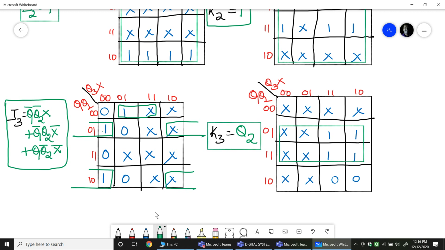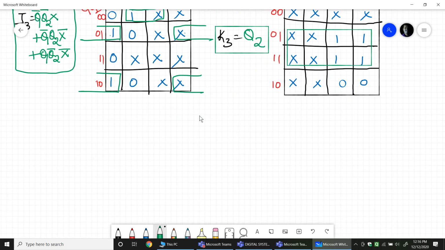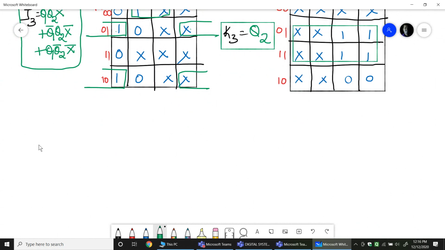So now we are left out with writing the K-map for the output Z. So Z is what we need to know. So for that also we write the K-map.